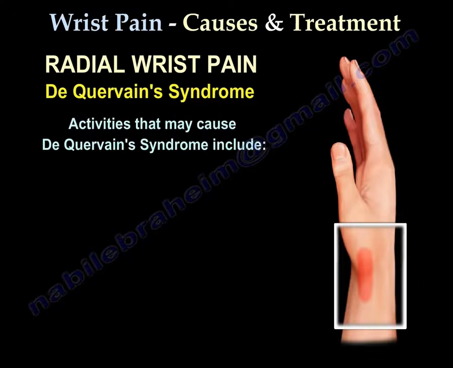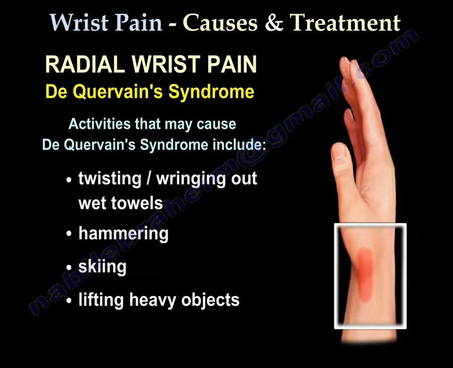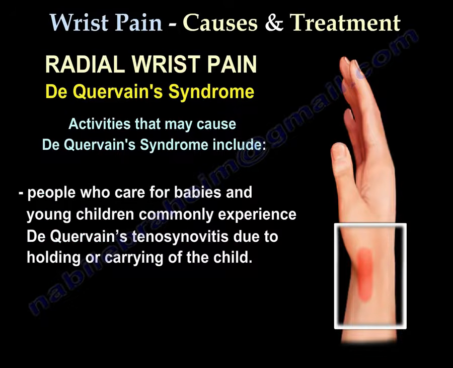Many activities can lead to De Quervain syndrome, including twisting, hammering, skiing, and lifting heavy objects. People who care for babies and young children commonly experience De Quervain tenosynovitis due to holding or carrying the child.